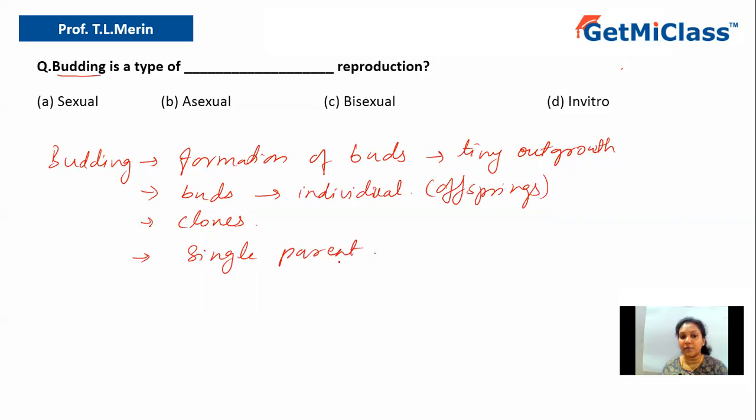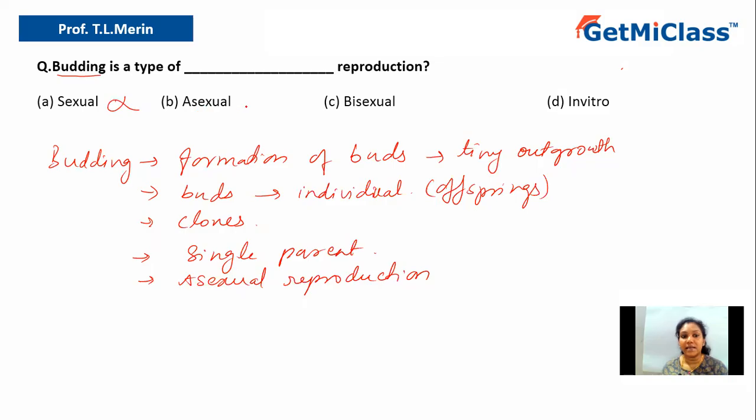Since a single parent is involved, what type of reproduction is this? This is asexual reproduction, because here only one single parent is involved, whereas in case of sexual reproduction, you need both male and female parents. So hence budding is a type of asexual reproduction. So let us look into the options. Option A says sexual, so it is not sexual reproduction because it involves only one parent, single parent I have mentioned here. So it is ruled out.